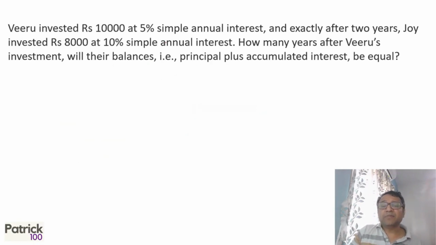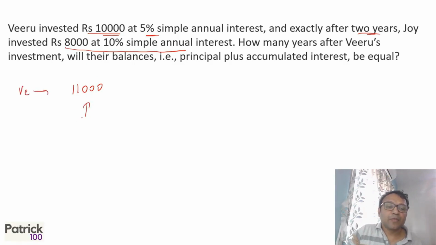Viru invested 10,000 at 5% simple interest. This can technically be solved orally. You can think orally and solve it. After 2 years, Joy invested 8,000 at 10% simple annual interest. Basically 10,000 at 5% for 2 years, so 5% for 2 years is 10%. So you will have 11,000 by the time you come to 2 years. By the time 2 years are over, Viru will have 11,000.